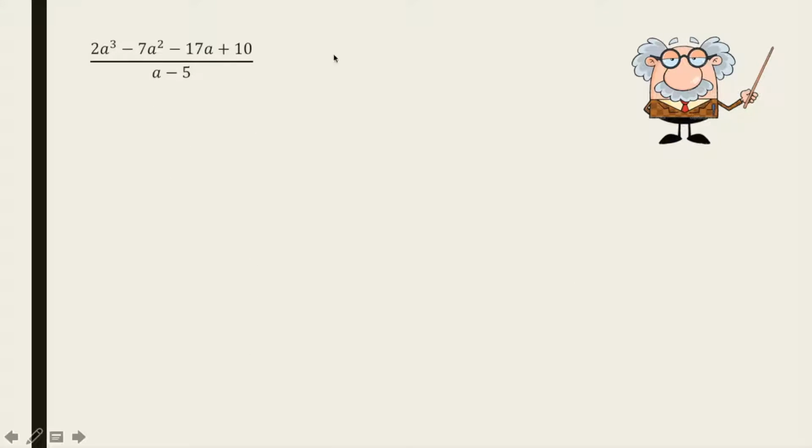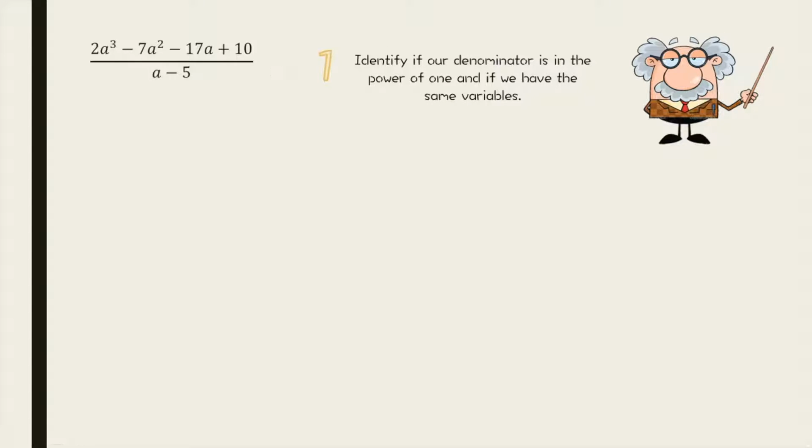Here is our division. First of all, to identify if it's a synthetic division, we need to identify if our denominator is in the power of 1 and if we have the same variables. So here it's correct because we have the denominator in the power of 1 and our variables are the same. The second step is to arrange with the higher exponents from left to right, but in this case we're not going to do it because it is already arranged.